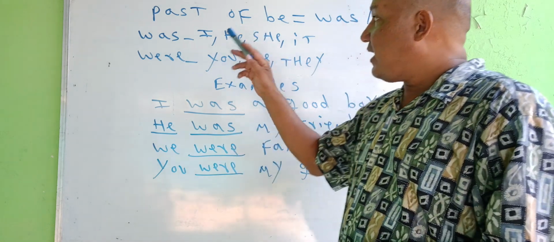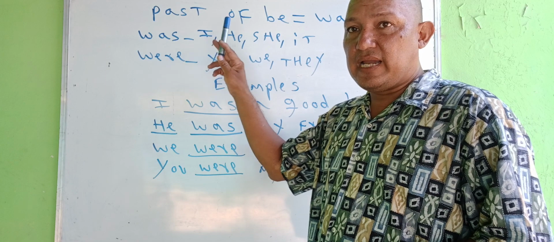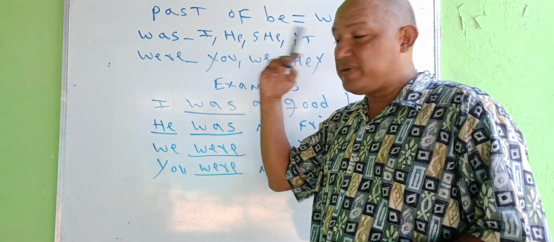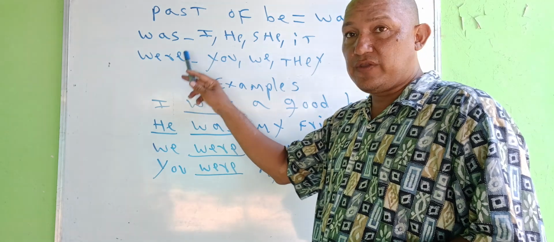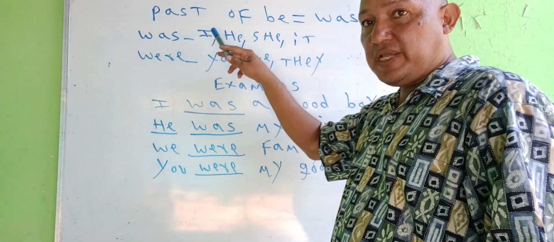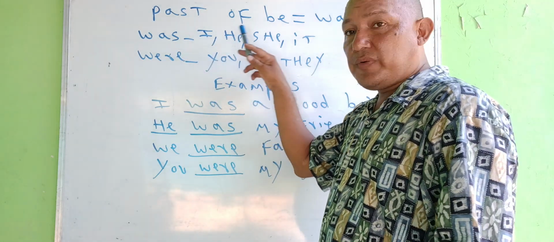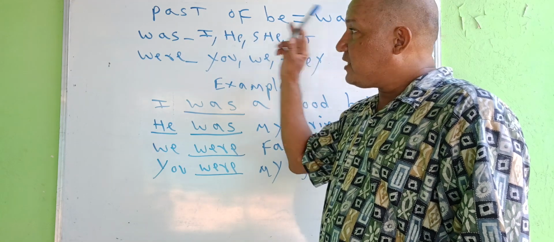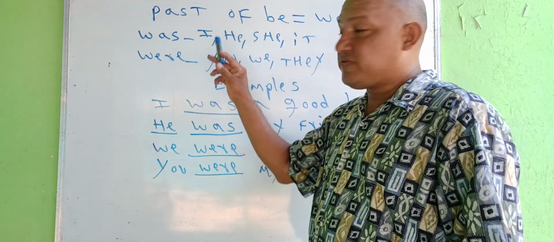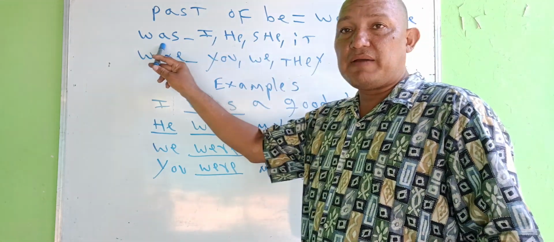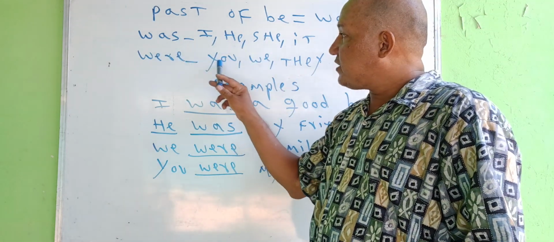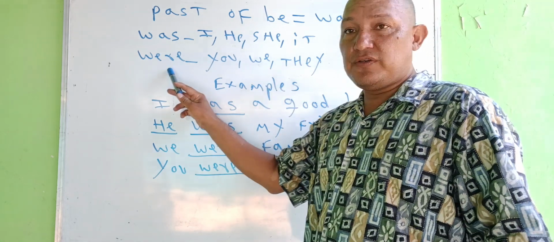I recommend you learn by heart when we use was and when we use were. You have to learn these rules, with which personal pronoun you have to use the correct form of be in the past tense. For example, if you are referring to I, he, she, and it, you have to use was. If you are talking about you, we, and they, you have to use were.